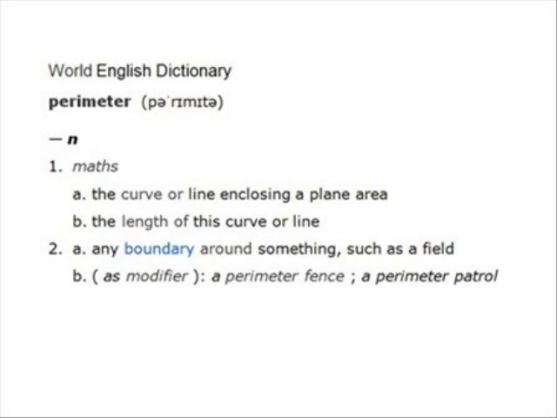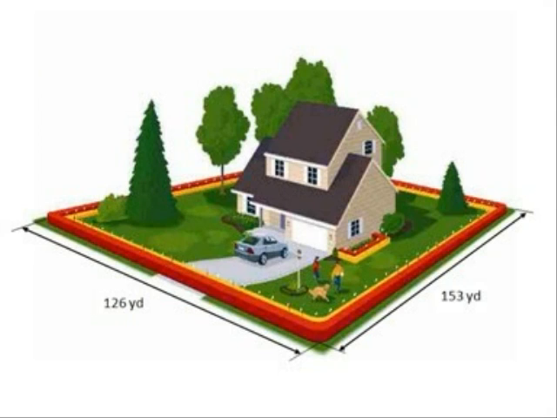Perimeter: the curve or line enclosing a plane area. The length of this curve or line. Any boundary around something such as a field. So, perimeter means the borders around my house, all added together. This would mean a lot of walking, but I believe there's a formula I can use.